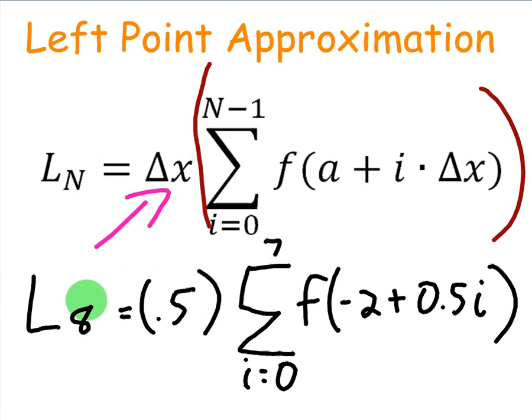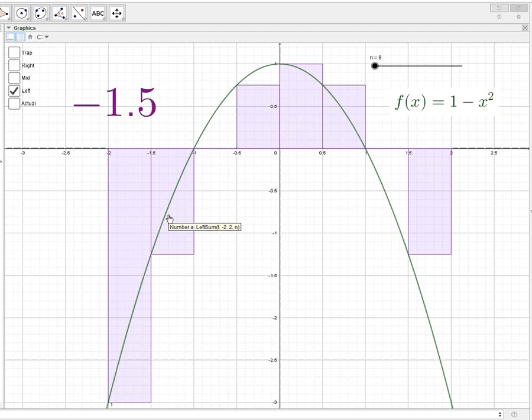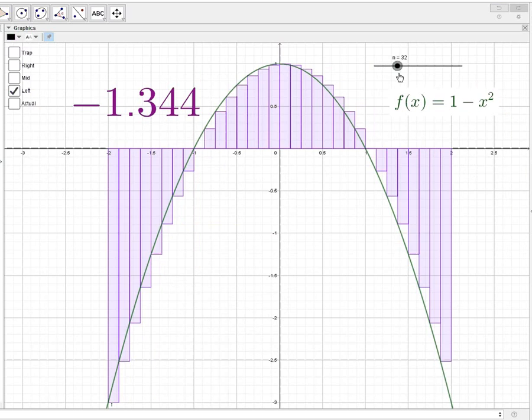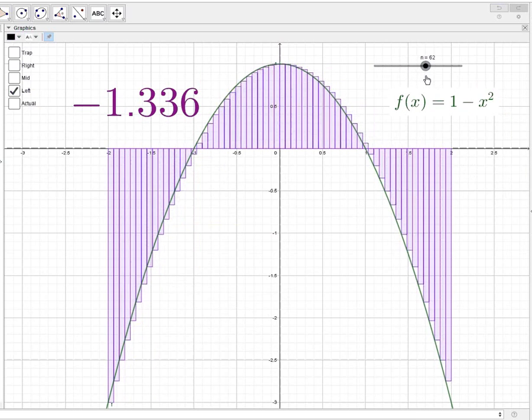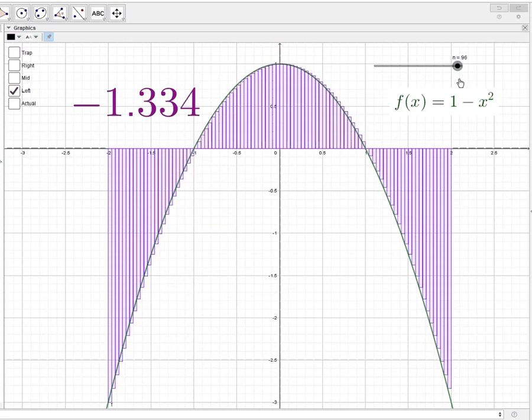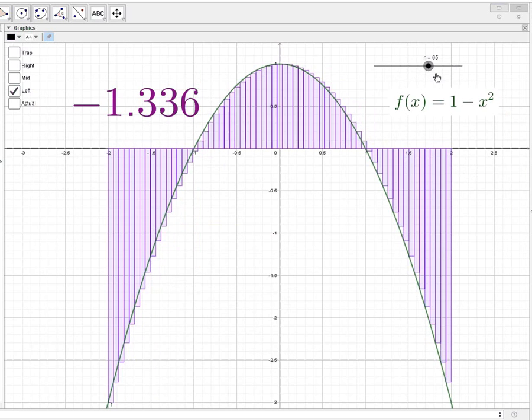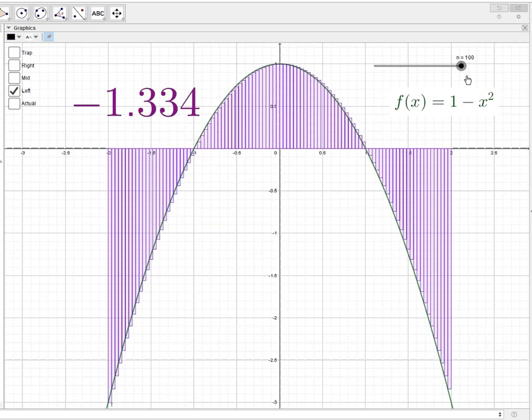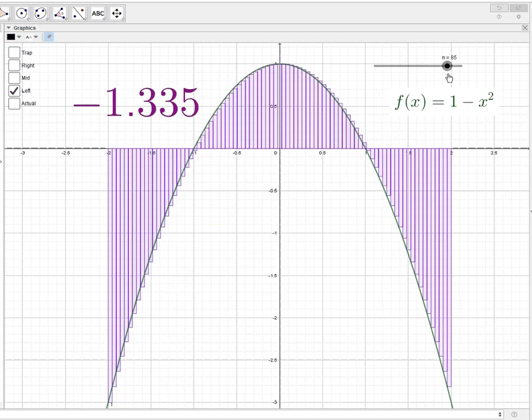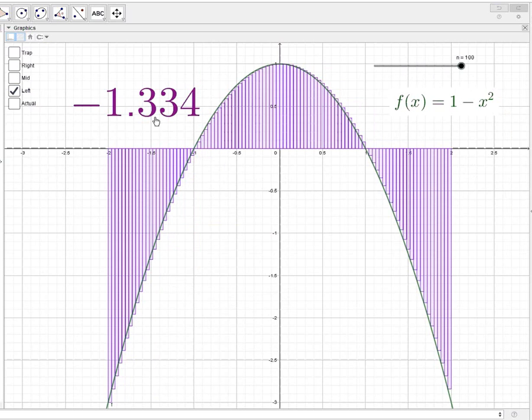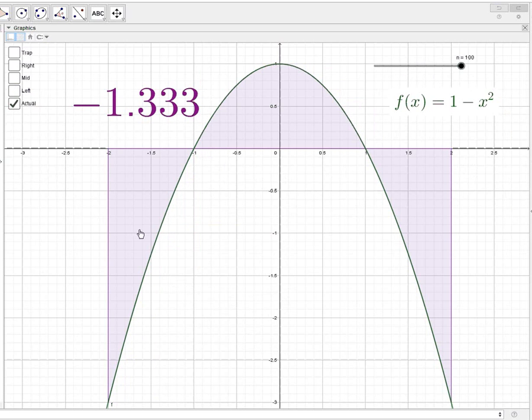Now here's what we're really getting at with Riemann sum approximations. What I'm going to do is take the slider and increase our number of rectangles. And what you're going to see is those rectangles get closer and closer to the curve of our function 1 minus x squared. Now I'm only going to go to 100 because at that point it starts to just blend in. But you can see also that as I get to 100, this number right here gets very close to our actual area, net area, between 1 minus x squared and the x-axis, which is negative 4/3 or negative 1.33.